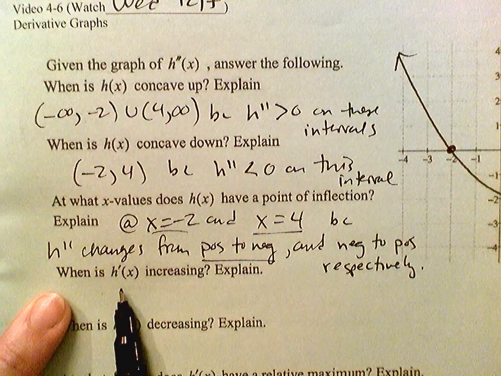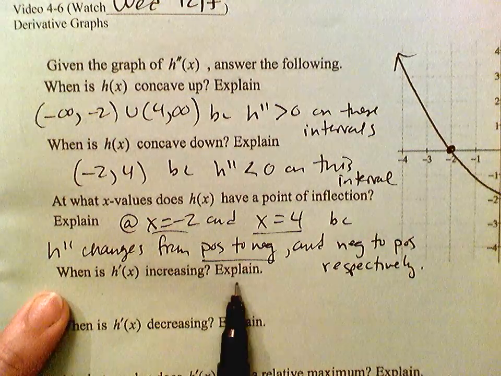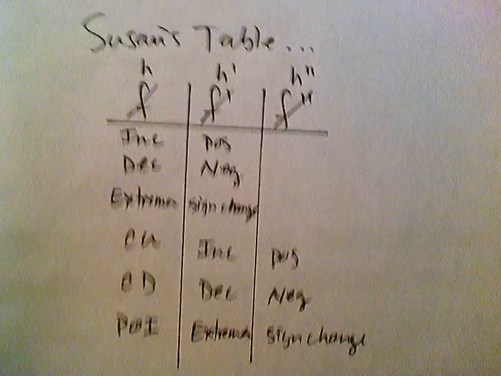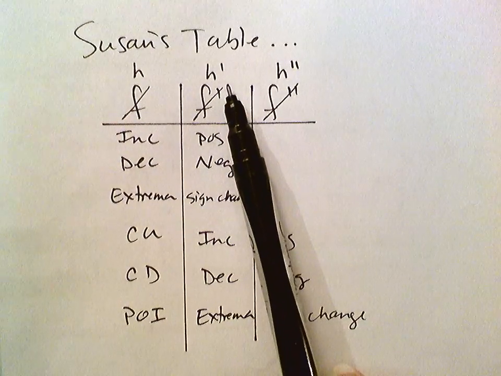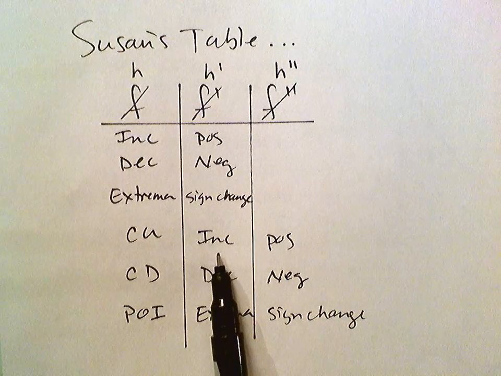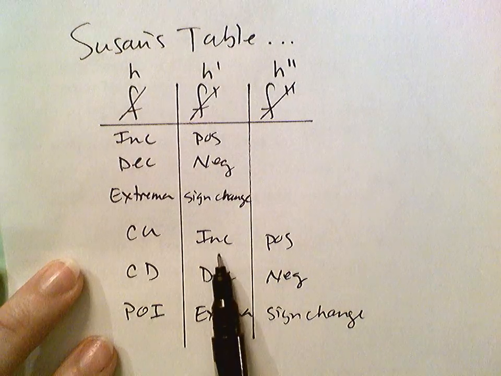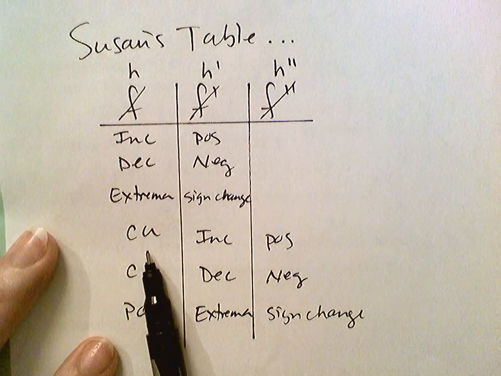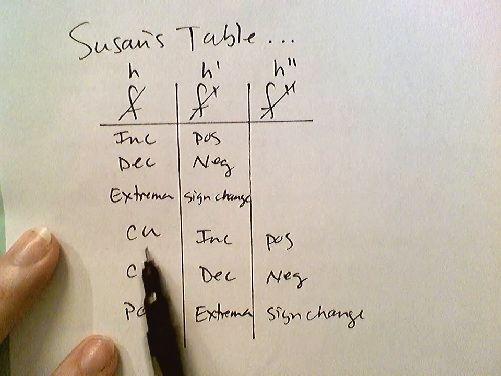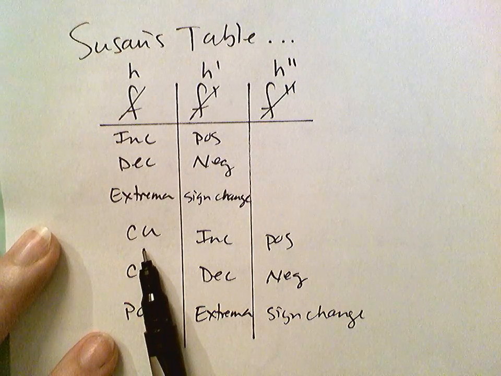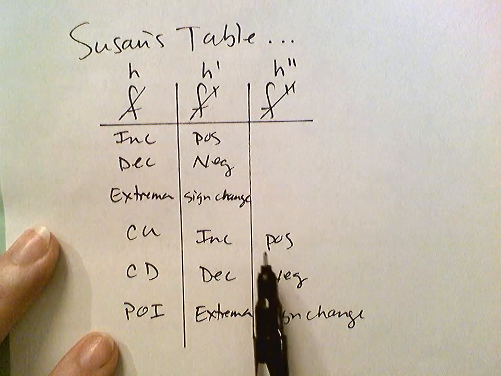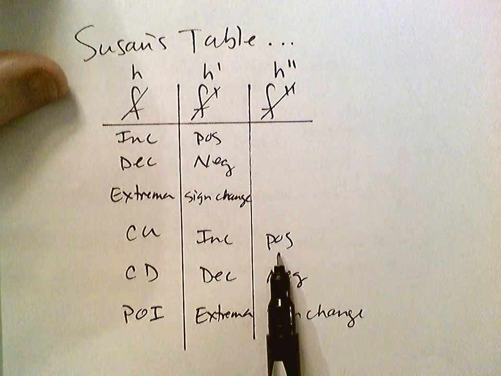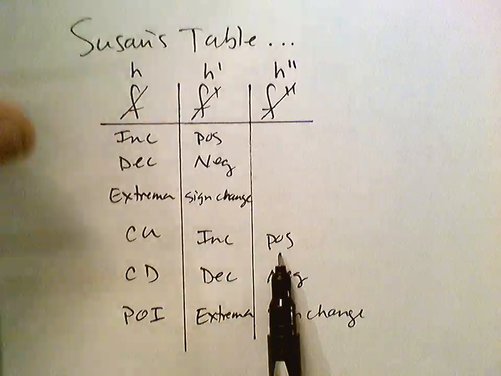When is h prime of x increasing? Explain. Okay, so now I'm in this column. So h prime, when is it increasing? It's increasing when h double prime is positive, or it's increasing when h is concave up. And we already actually answered this question. I think that was the first question that we answered. But my explanation is going to use this fact because I'm given the graph of h double prime.